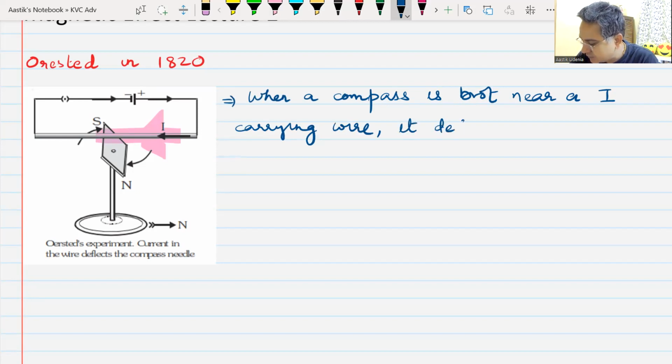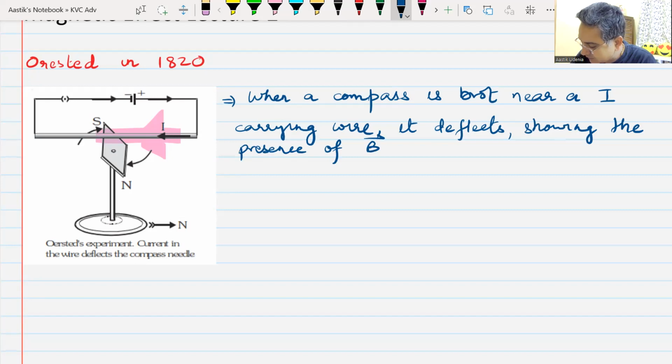What do you mean by it deflecting? It deflects. What does that mean? Showing the presence of what? Magnetic field. Showing the presence of magnetic field B. That means that a current carrying wire can produce a magnetic field.